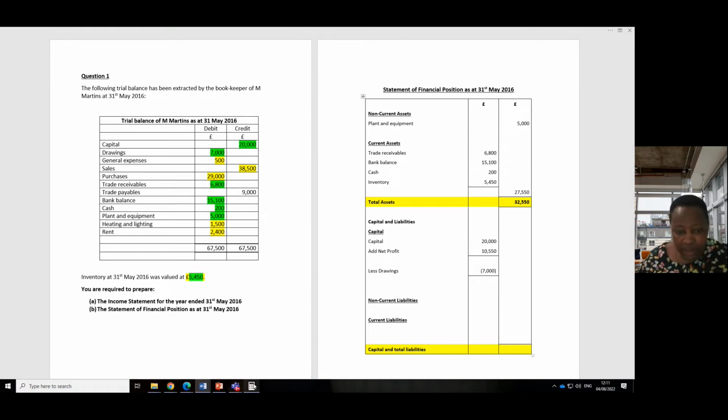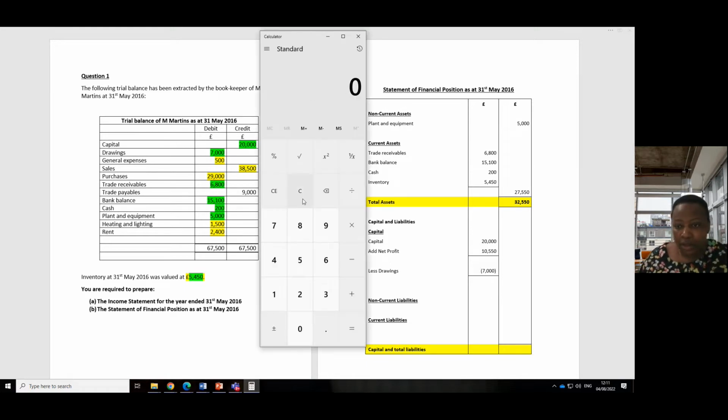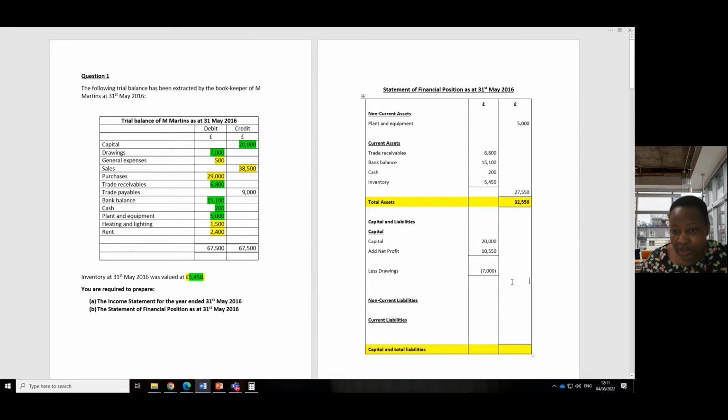So we're going to then bring up our calculator now. So we have 20,000. We add 10,550, which is our net profit figure. We have 30,550. We take away 7,000. And that gives us 23,550. So we're going to write here then 23,550. So our capital at the moment is 23,550. So this is our capital figure now.